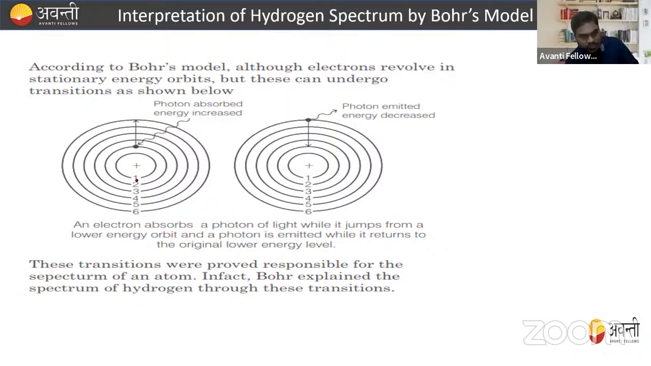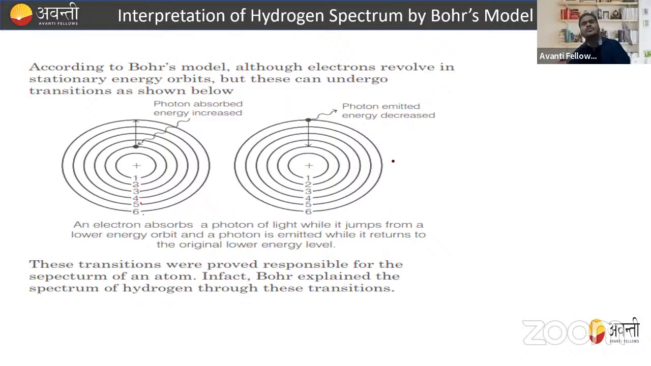For example, this is the nucleus. This is the first shell, the second shell, third shell, fourth shell, fifth shell, and sixth shell. When a photon is absorbed, the energy starts increasing. This is the electron and this is the photon emitted. When you give some light of frequency mu, this electron gets excited and goes to the upper energy level. Similarly, when a photon is emitted, energy decreases. It means when you give energy to the atom, it is absorbed and obviously its energy increases.